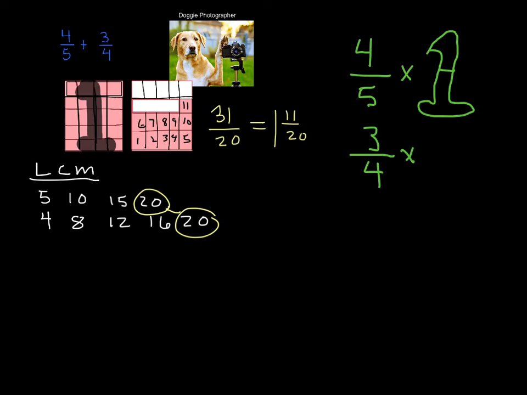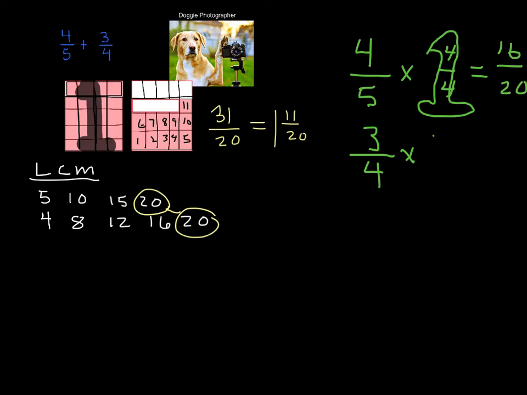So here we go. I'm going to multiply the 4/5 by 1, 2, 3, 4, 4 over 4. So I'm going to put 4 over 4 right here. And then that's going to give me a new fraction. 4 times 4 is going to give me 16, so I'm going to write 16 right there. And then 5 times 4 will give me 20, so I will write 20 right there.